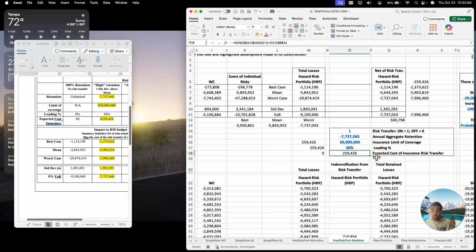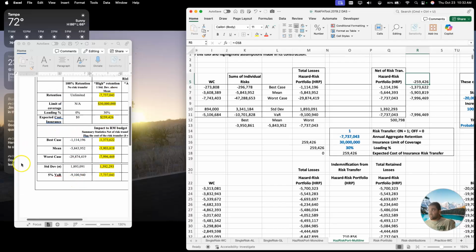Remember, there is no budget constraint, but there is a maximum calculated expected cost of insurance, and you should be able to get that with these numbers. No goal seek, no trickery, it's just plug and chug. And remember, you need to add to find the best case, mean, and worst case for the net of risk transfer, you need to add the expected cost of insurance to these three numbers. That's all you have to do.